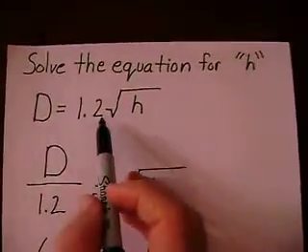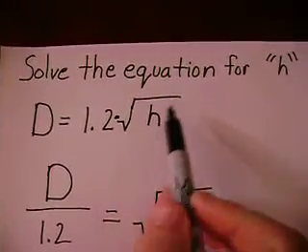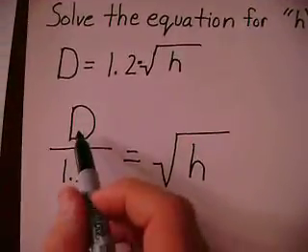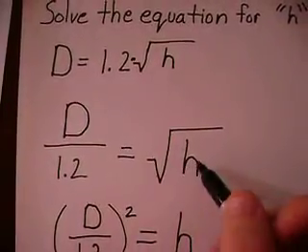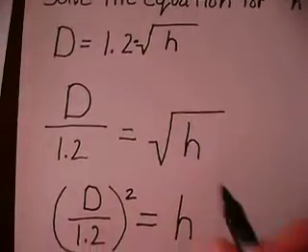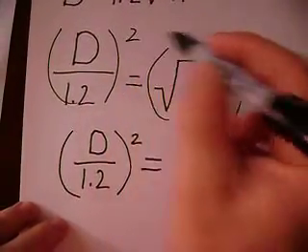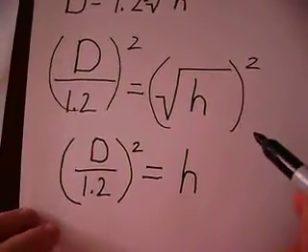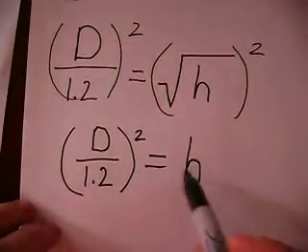First thing we do, this is multiplication right here. This is 1.2 times the square root of H. So we can divide right here. So D divided by 1.2 is equal to the square root of H. Anytime you want to get rid of a square root, you square both sides. And that'll get rid of the square root. And that leaves us with D over 1.2 squared is equal to H.